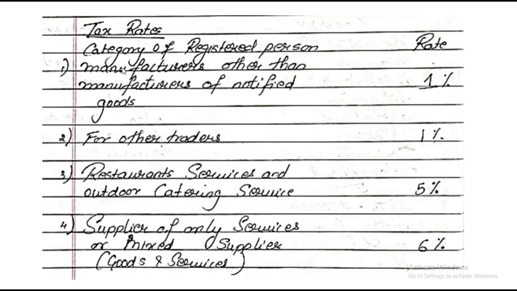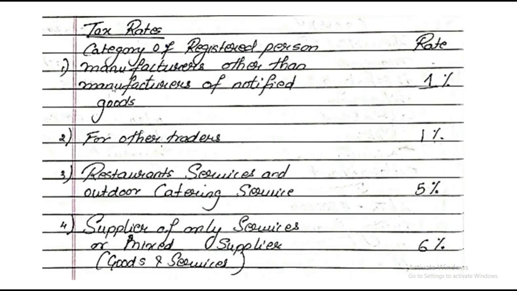Okay, so if you are a manufacturer, the rate which will be applicable will be 1%. Other traders, again it is 1%. If you have a restaurant and outdoor catering service, so basically anything related to restaurant, you have 5%. And a supplier of only services or mixed supplier, that is goods and services, then it will be 6%. So if you are a manufacturer of goods, 1%. If you are a trader, 1%. Restaurant, 5%. And other than that, if you are supplying any services, then 6%. Majorly, what is asked in your exam is always the 1% part.